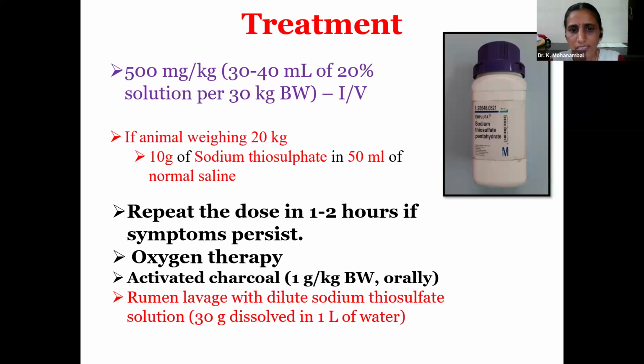Apart from that, if symptoms persist, we need to treat the case after 2 hours with the same protocol, with the same therapy. If respiratory distress is there, we need to give oxygen supplementation. And activated charcoal, we all know that is a universal antidote, should be given at the dose rate of 1 gram per kg body weight orally. Rumen lavage with sodium thiosulfate also can be done at the dose rate of 30 gram of sodium thiosulfate, which should be dissolved in 1 liter of water.